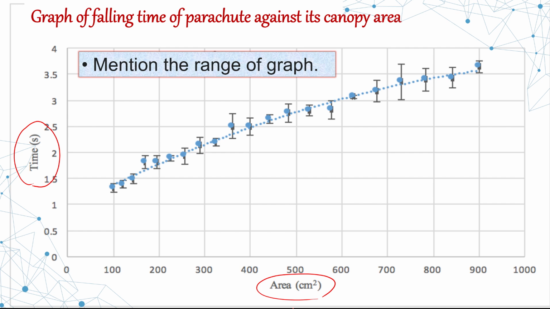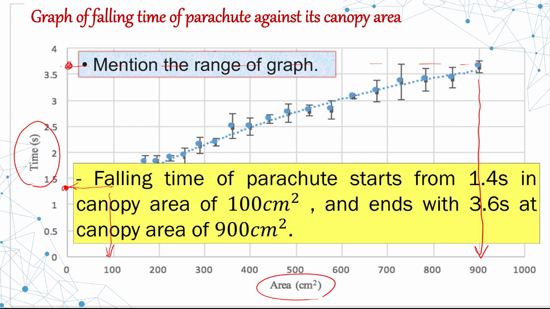Mention the range of graphs means that the area starts from this value, goes to this. Tell the reader that you know what you mean by the range of horizontal. Area is changing from here to here. And the falling time changed from this to this. It's very important. Something like that. Falling time of the parachute starts from 1.4 seconds in canopy area of this, 100, and ends with 3.6 seconds at the canopy area of this. This is the meaning of range.